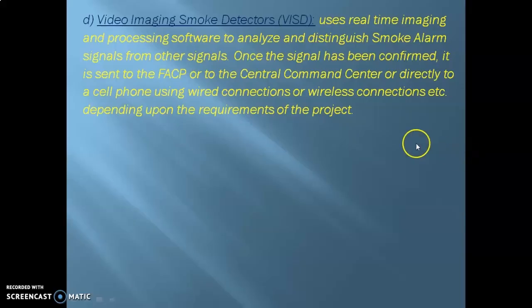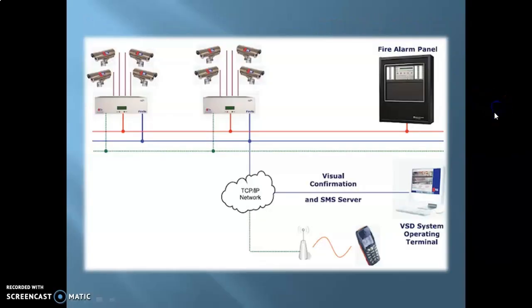So again, the signals that are analyzed are sent to a central command center, or to an FACP, or to a cell phone, using various wiring connections or wireless connections, depending upon the requirements of the project, as mentioned here in the definition. So next is a simple example of how it actually works and how the interconnections can take place.